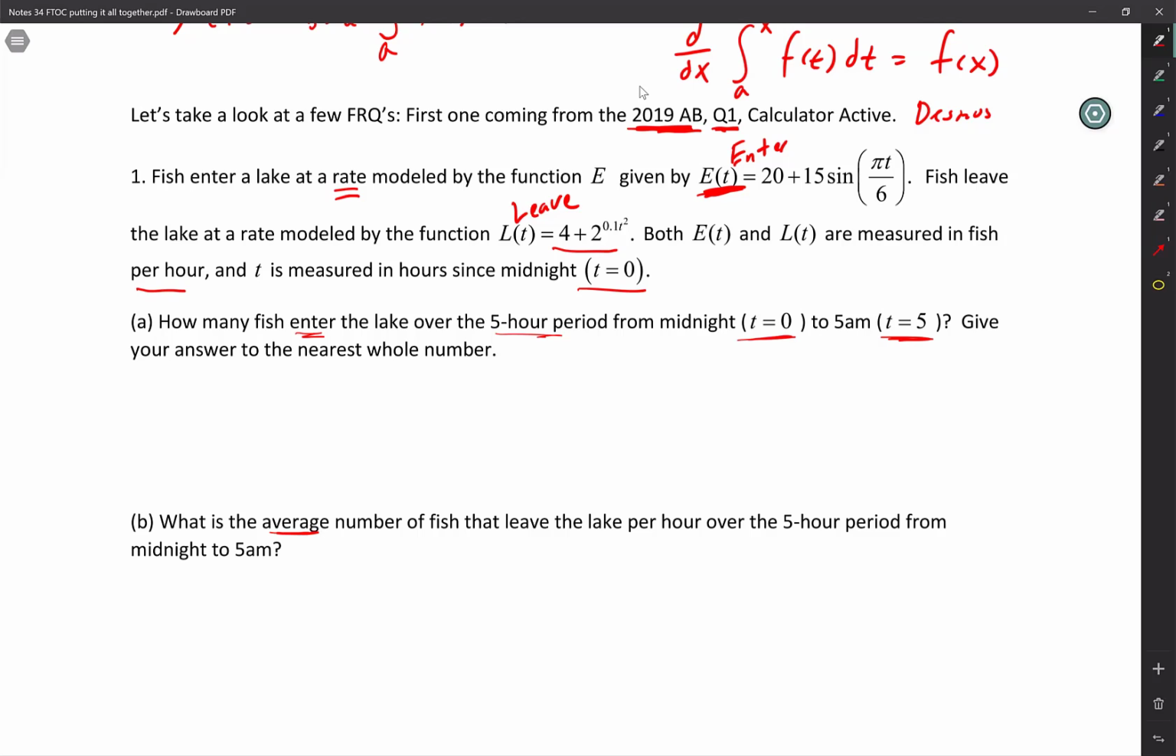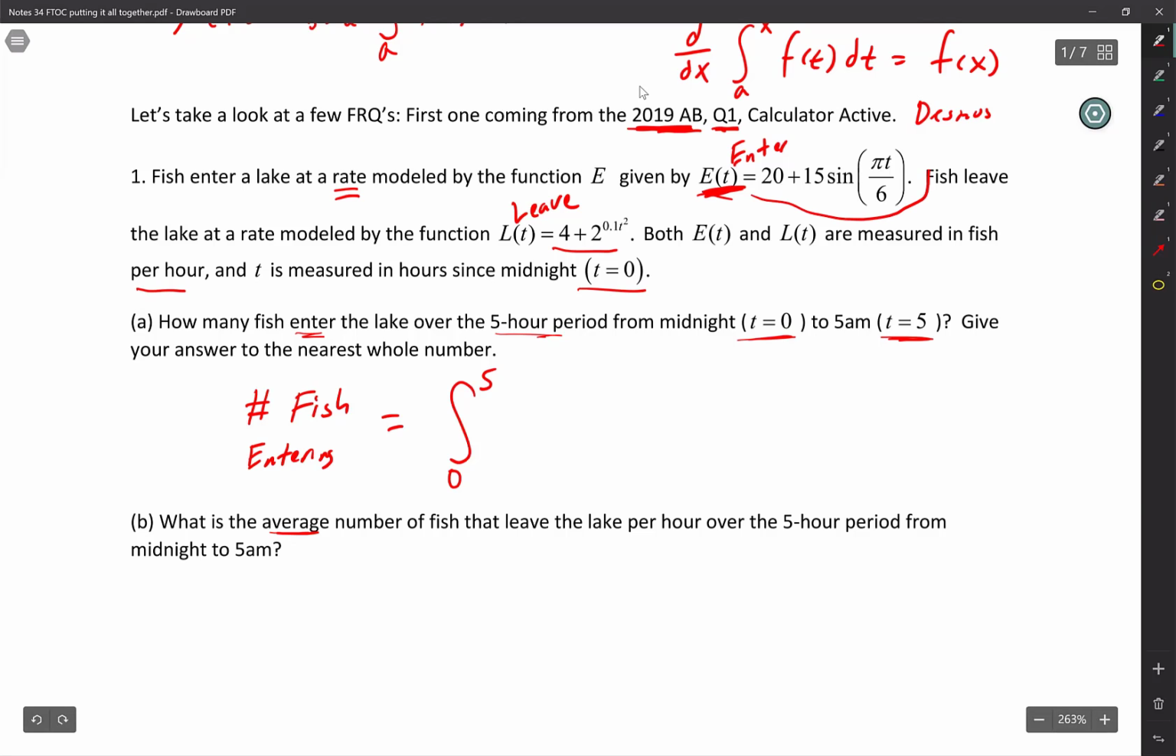Of E of T. Yes. Excelente. You use the integral, so the number of fish entering, this hashtag, right? Number of fish entering. This is the total number of fish entering within that 5-hour window. It's nothing more than the integral from 0 to 5. And if E of T is defined by this expression, you can just type E of T.